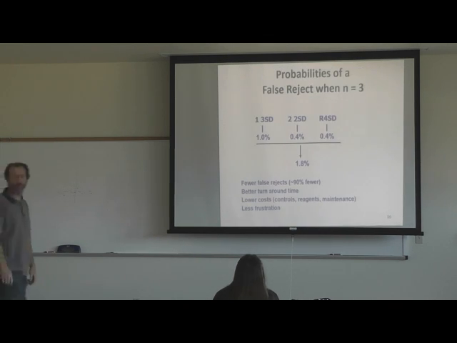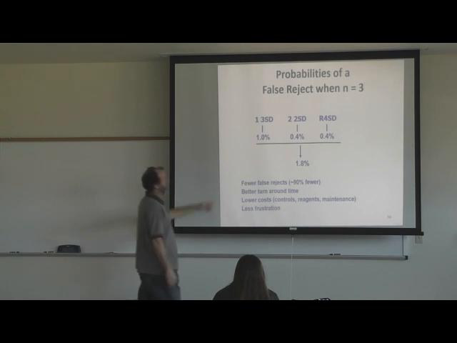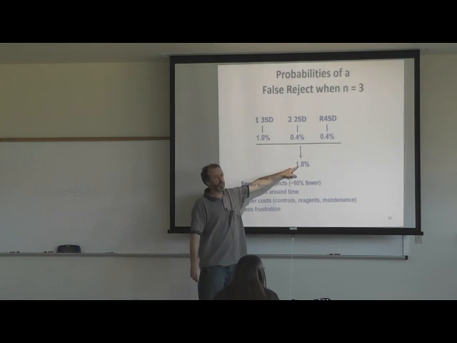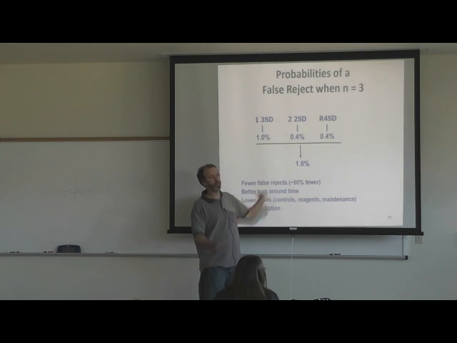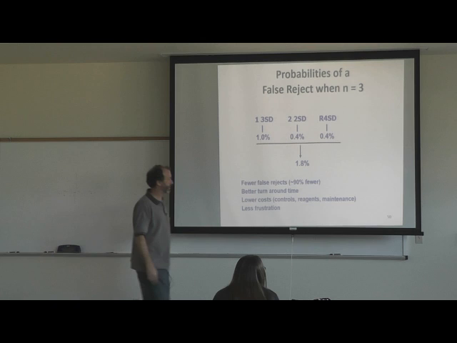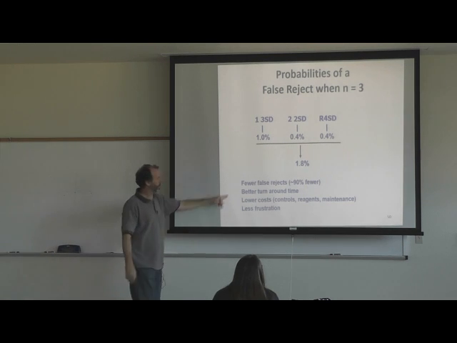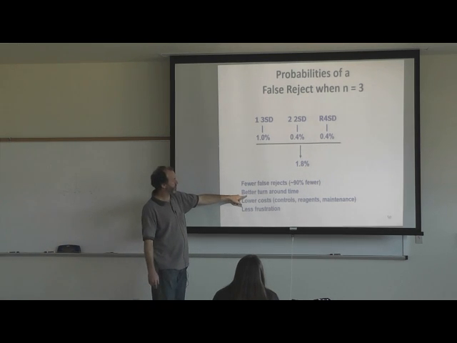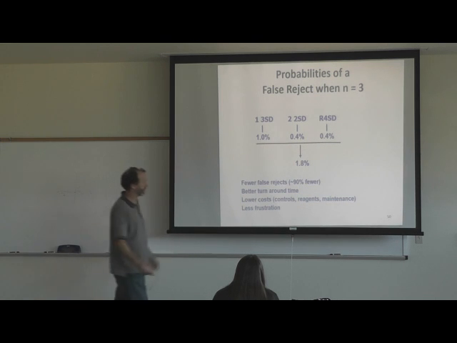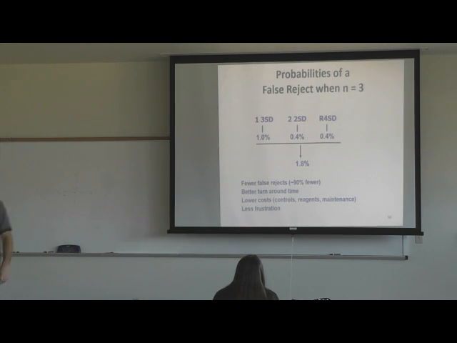And then if you're including 3, you have a 1.8% chance of a false reject rather than, what was it, 1.2 before? But you might be more likely to detect when there is a problem. So fewer false rejects, better turnaround time, lower costs, and less frustration is what they say for that.